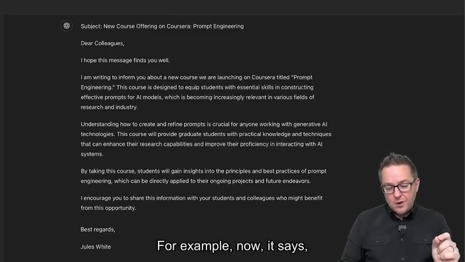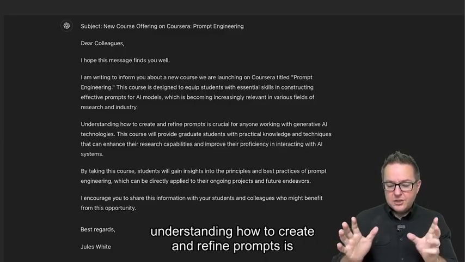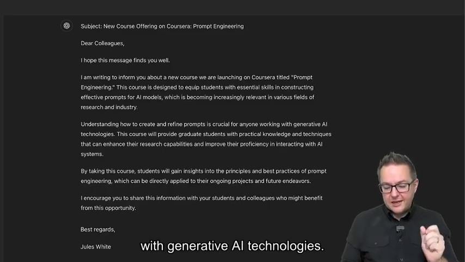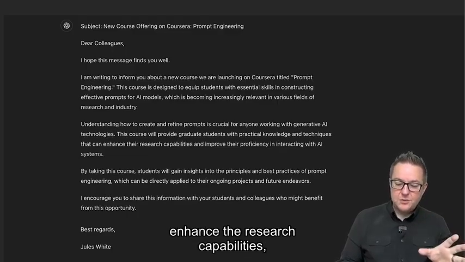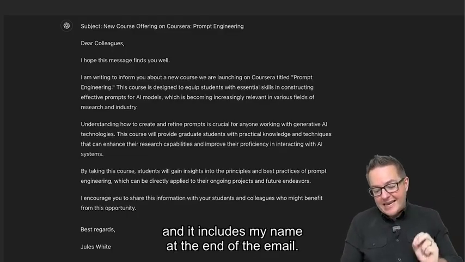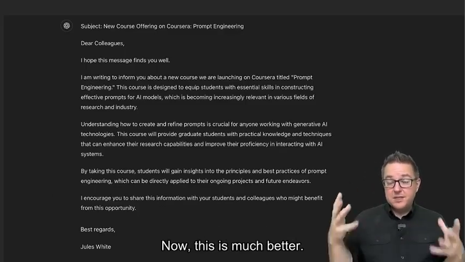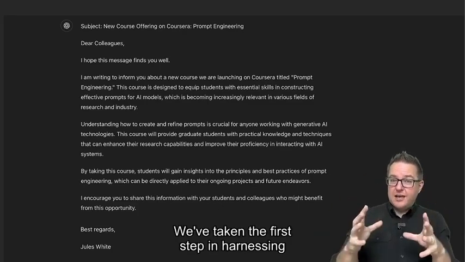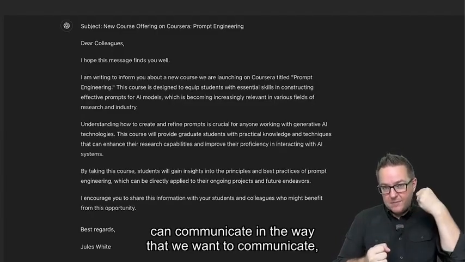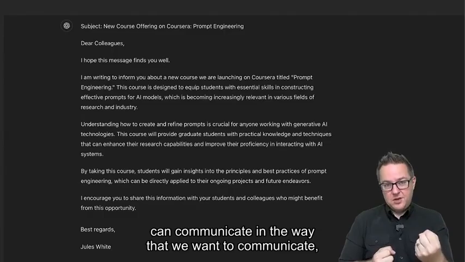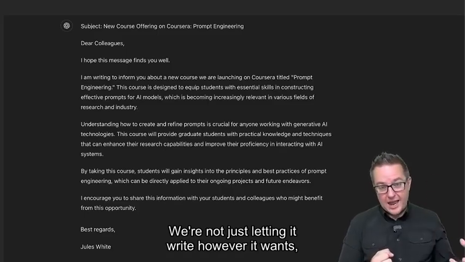For example, now it says, understanding how to create and refine prompts is crucial for anyone working with generative AI technologies. This course will provide graduate students with practical knowledge and techniques that enhance their research capabilities, and it includes my name at the end of the email. Now, this is much better, and we've taken the first step in harnessing generative AI in a way that can communicate in the way that we want to communicate, that can write in the style that we want it to write in. We're not just letting it write however it wants.